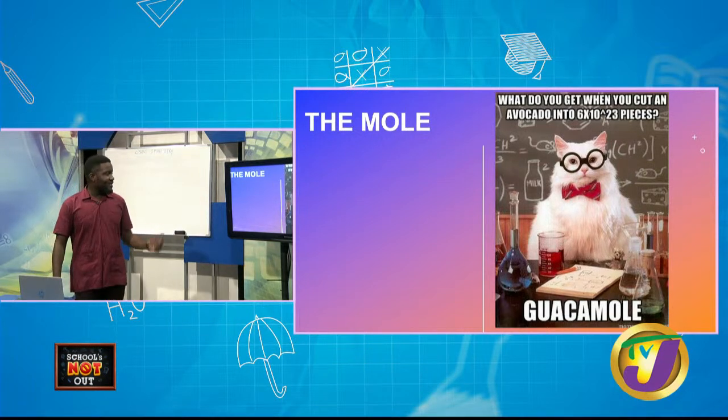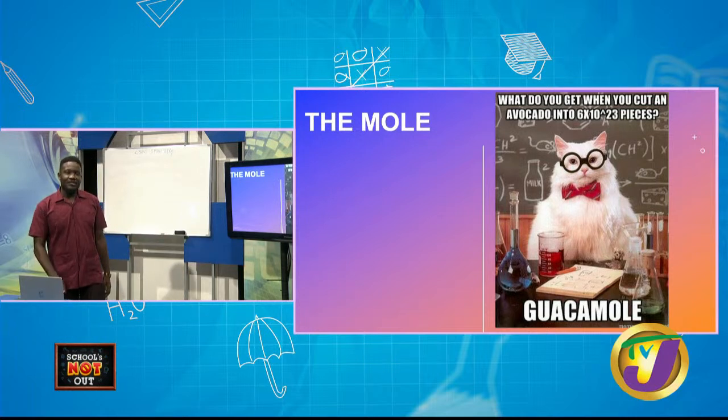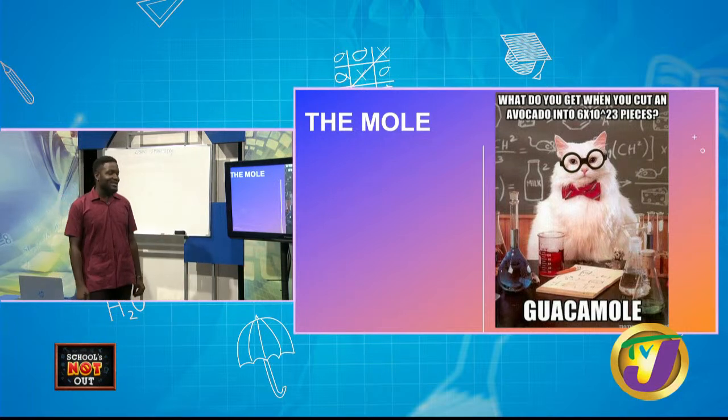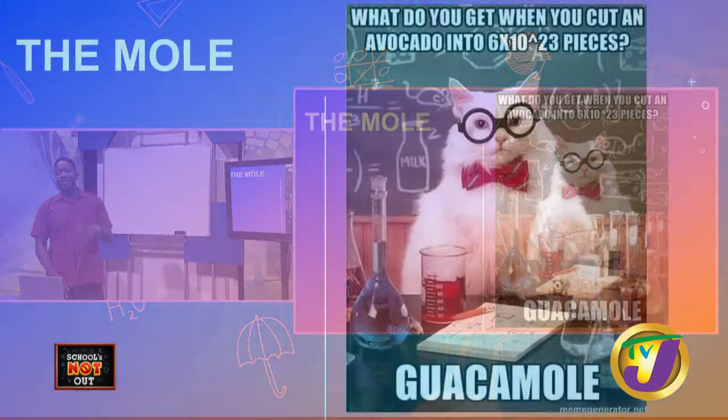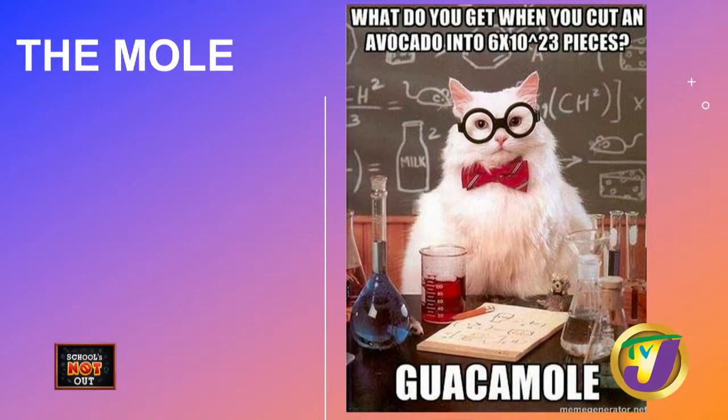All right, so you know, a little humor: what do you get when you cut an avocado into 6 times 10 to the 20 pieces? You get guacamole. All right, so you know, just find a little humor in chemistry.